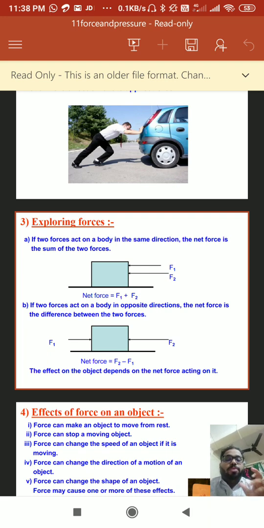So the effect on the object depends on the net force. If the same amount of force is applied in opposite directions, the net force is 0. And if the same amount of force is applied in the same direction, the net force is added.